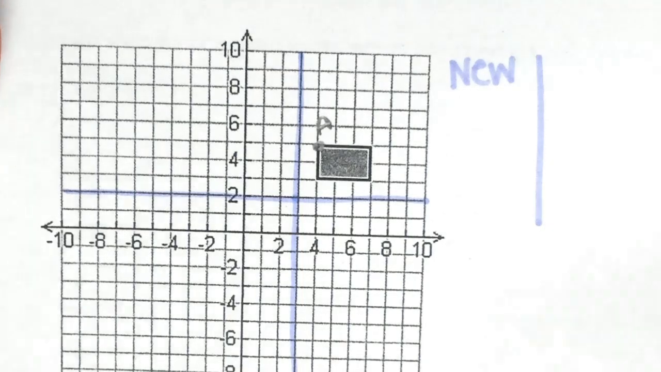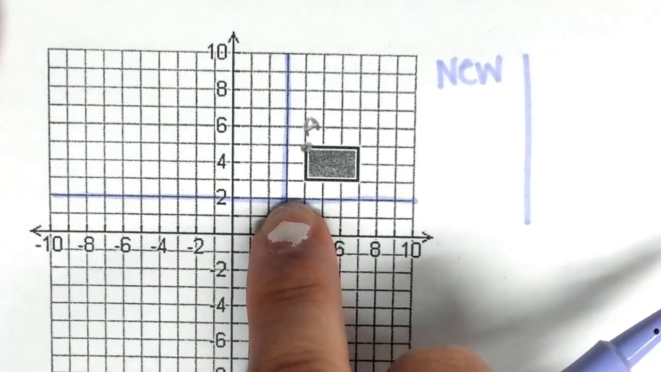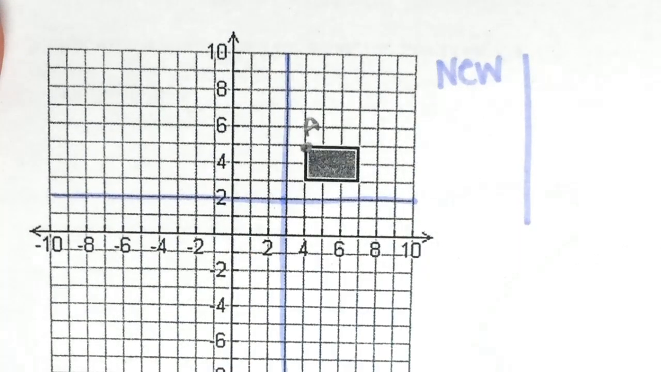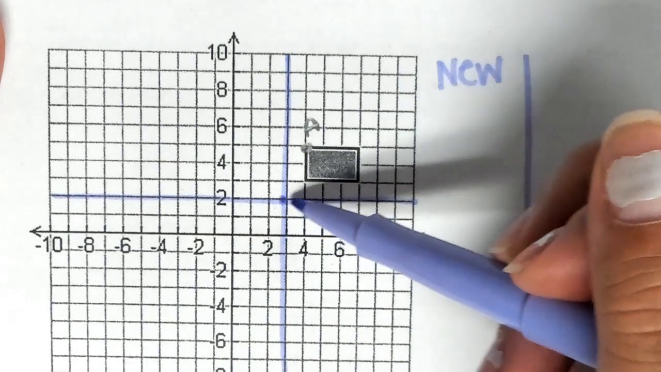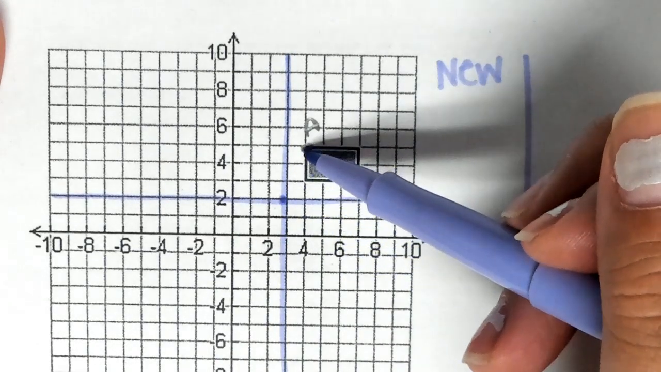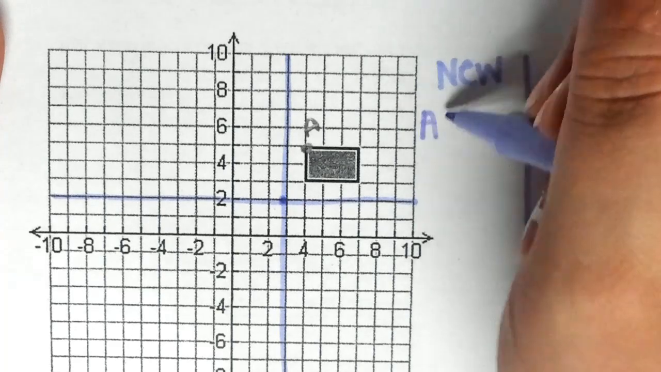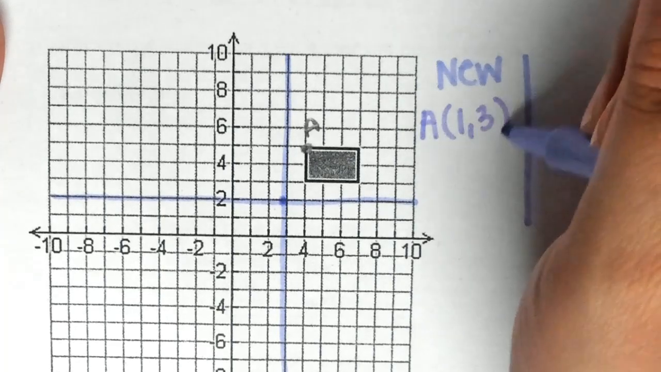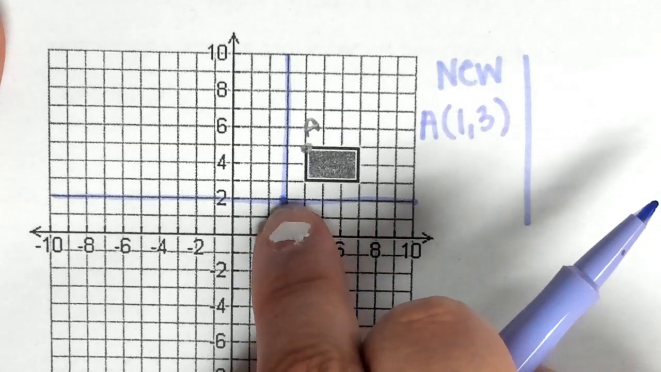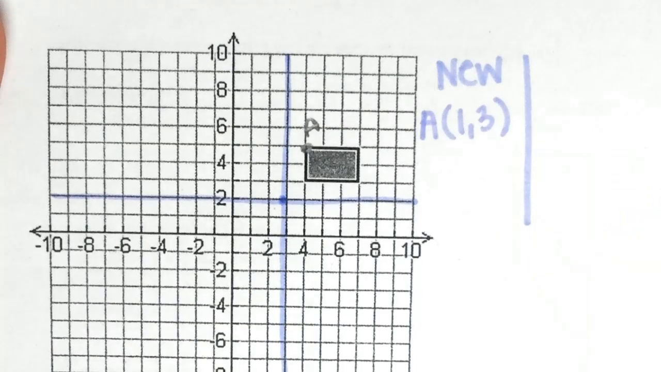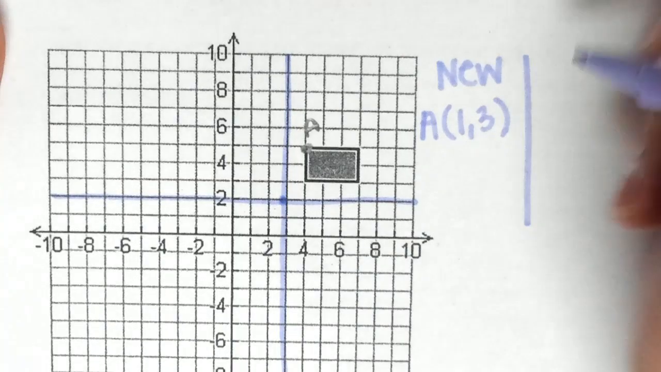So, pencils down. If this is 0, 0, where is A at? From here, I'm going to go right 1, up 3. So my point A is at 1, 3. Does everybody in here agree? From 0, 0, right 1, up 3. Now I need to rotate.